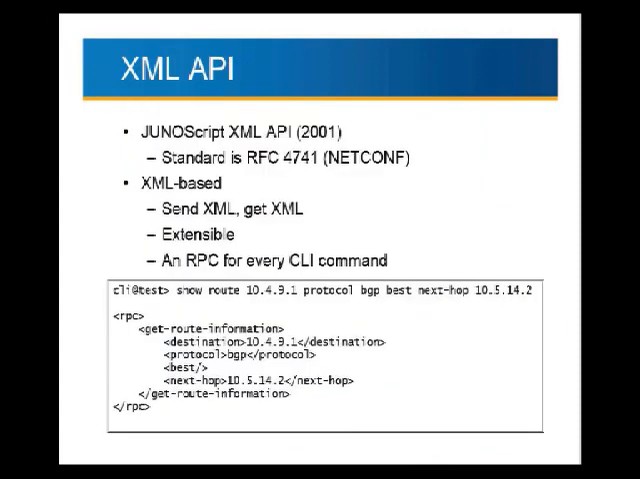I'm going to back up a bit and talk about the XML API that we provide. It's standardized as RFC 4741. It's a real simple RPC. You send XML data, you get XML data. There's a mapping between CLI commands and the RPCs, and you can see at the bottom of this page the command line and the RPC that it's encoded as. The command becomes an RPC tag, and the arguments are encoded inside that RPC as XML elements.